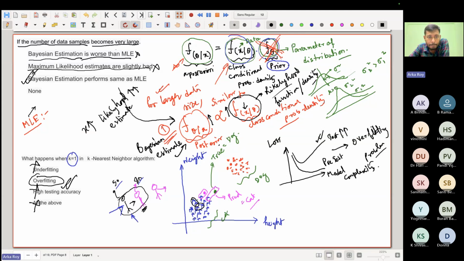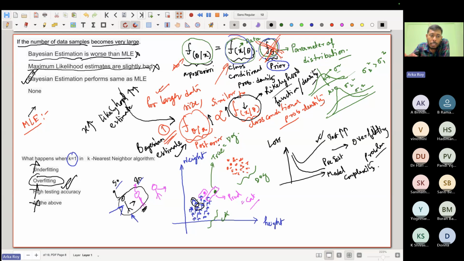Any query? No, no, sir. It's okay. As you have written in red, Bayesian estimate is proportional to likelihood function density. So in that case, it is same as MLE. That fourth option will go, I feel. Yeah.